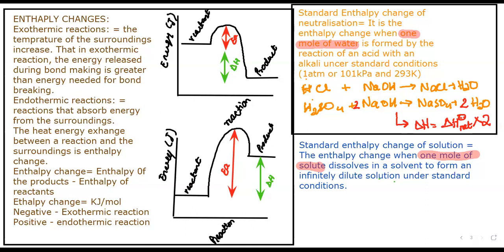An infinitely dilute solution is what you get when 1 mole of any substance is dissolving in water, right? So that is the standard enthalpy change of solution. Similarly, we will have another type of enthalpy change that you have in your syllabus, which is the standard enthalpy change of atomization. What is standard enthalpy change of atomization? What are we talking about? What actually is atomization? Let's start by discussing that first.